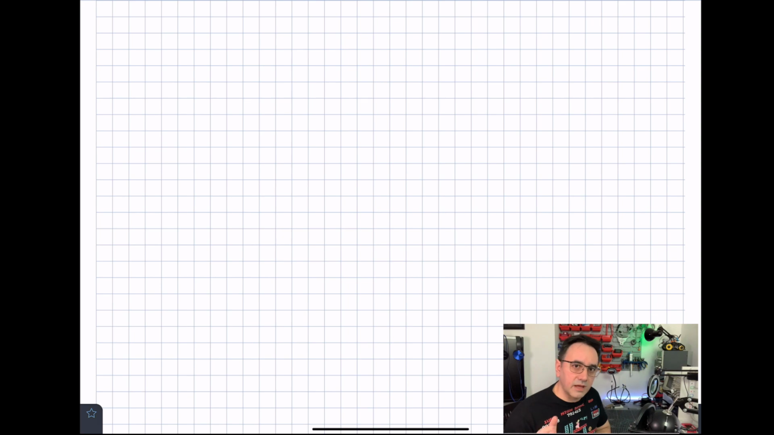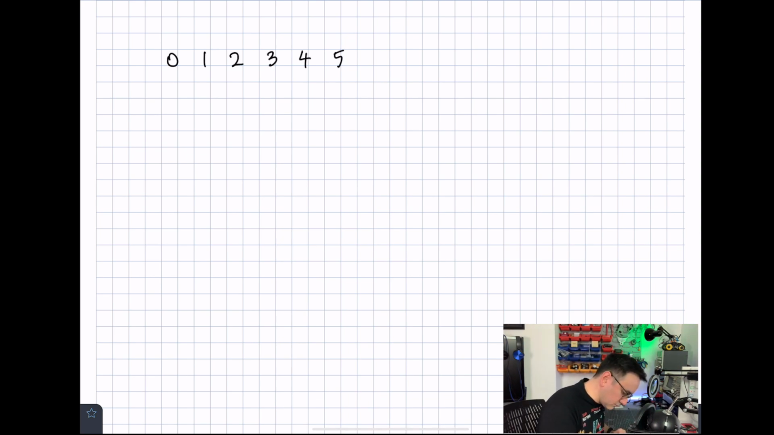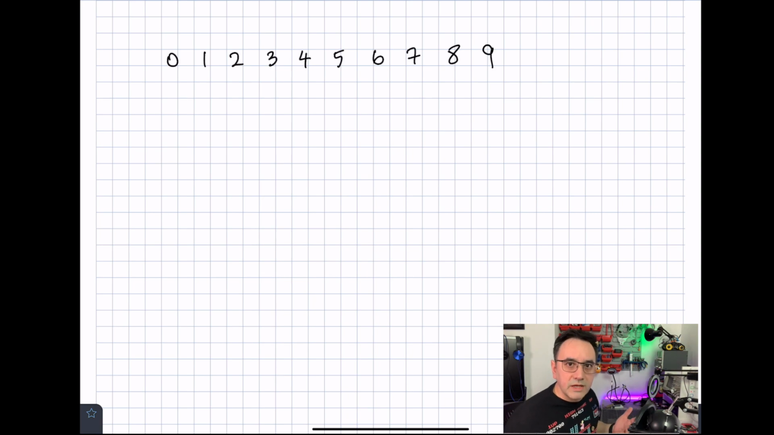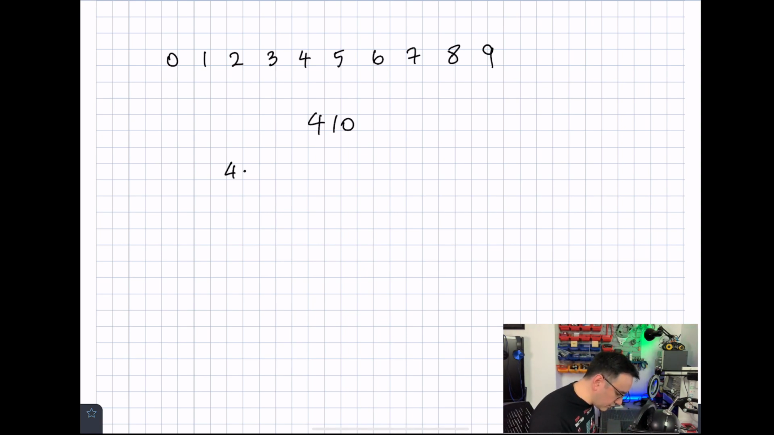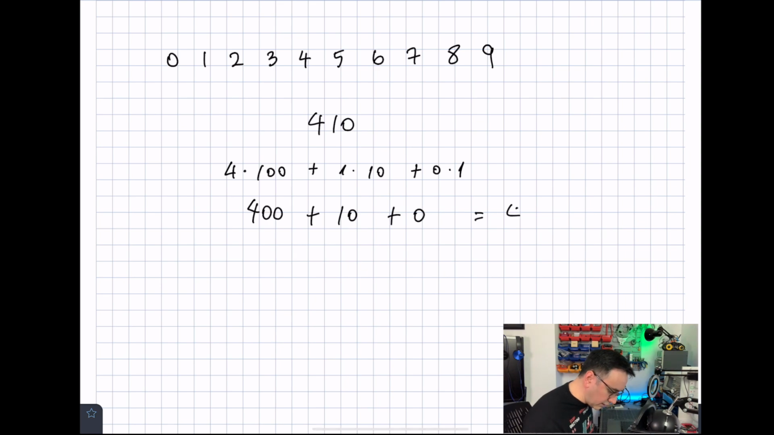So the decimal system, as I was saying before, is based on 10 symbols, basically from 0 to 9. With these symbols, we can represent any number that we want. For example, let's say the number 410. We can also get this number by doing this simple operation. 4 per 100 plus 1 per 10 plus 0 per 1. That would be 400 plus 10 plus 0 equal 410.